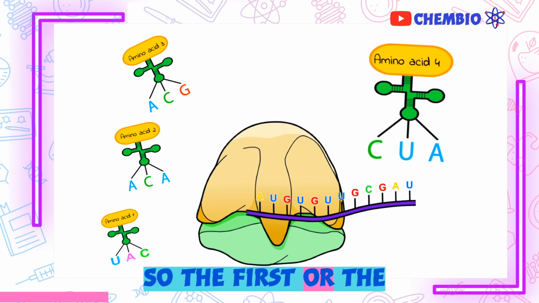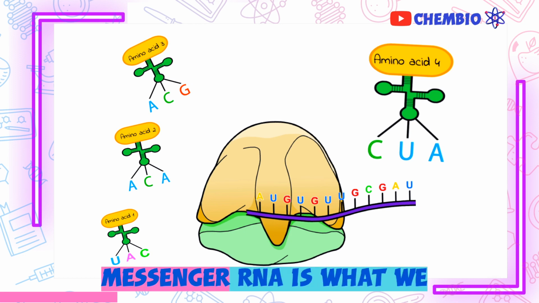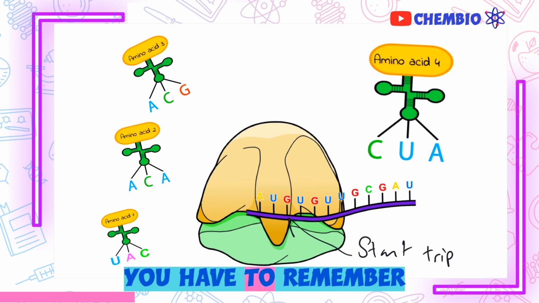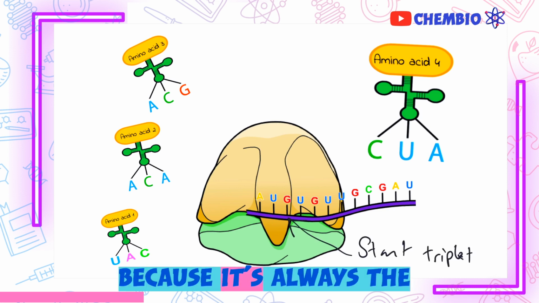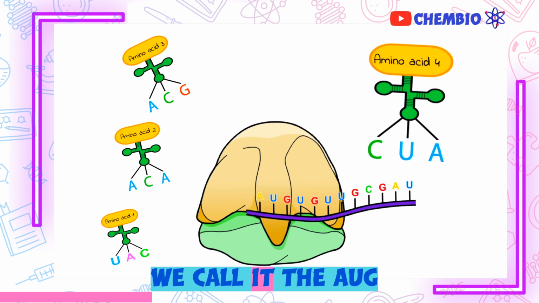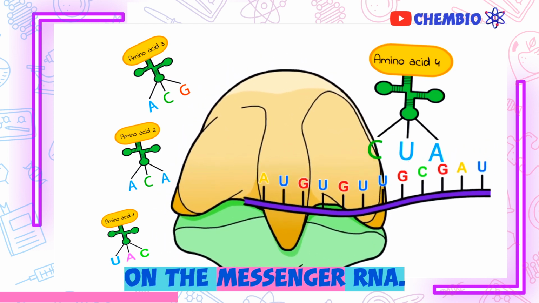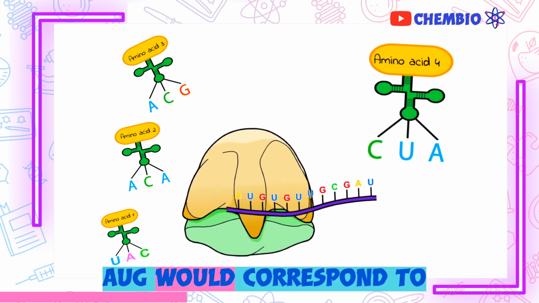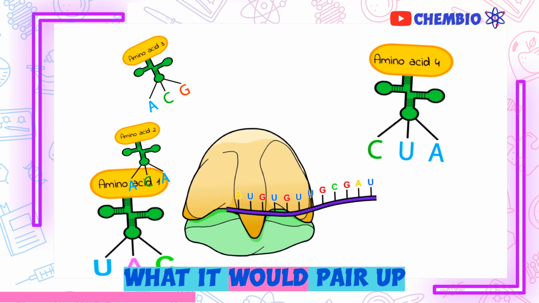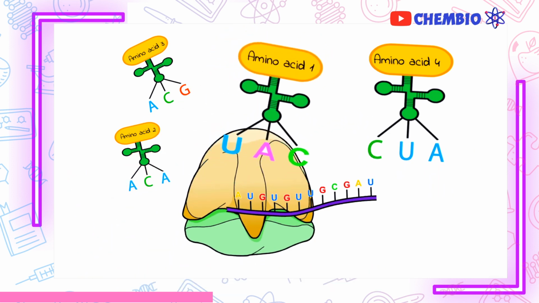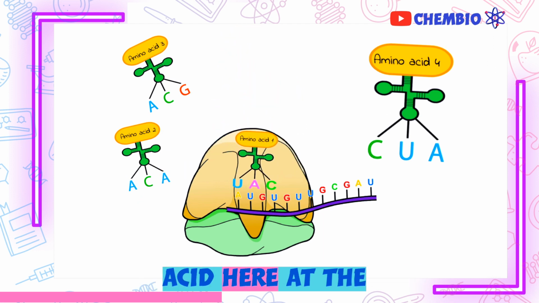So the first triplet on the messenger RNA is what we call the start triplet, right? You have to remember that start triplet because it's always the same. We call it the AUG triplet. So that's always the first triplet on the messenger RNA. Now, AUG would correspond to what? It would pair up always with UAC. So that means that I'm going to put the first amino acid here at the beginning.